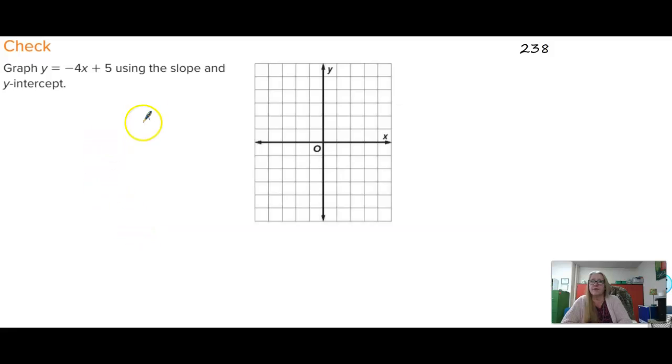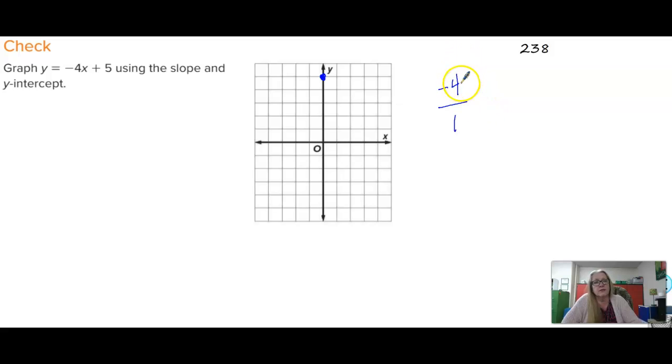So now they want us to graph this one. Our starting point is positive 5. So we go positive 1, 2, 3, 4, 5. That's our starting point. All right. Our slope is negative 4. Well, any whole number has a 1 under it. So we're going to need a top and a bottom to find the next point.